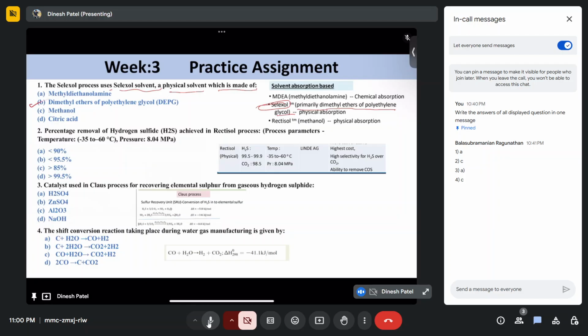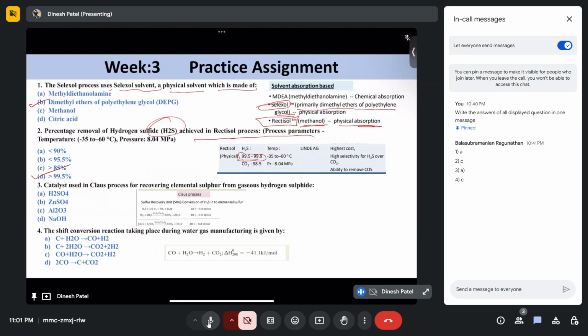Another question was the percentage of removal of H2S achieved in the Rectisol process. As you can see here, in the Rectisol process there is use of methanol as a physical absorbent, and it can remove 95 to 99% of H2S from the syngas produced. So the correct answer is D.